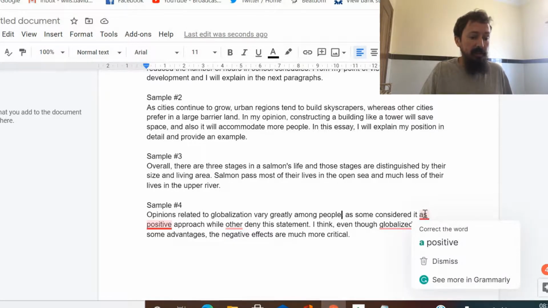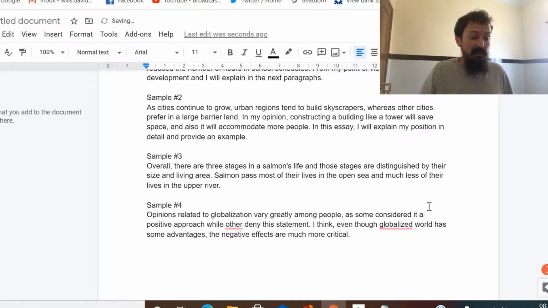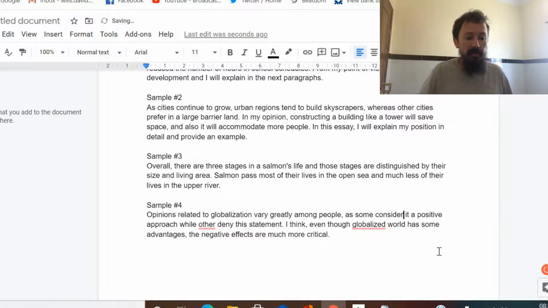Okay, so first of all, this should be as a positive approach, or considered it a positive approach. I suppose both of those are fine. The problem here, though, Grammarly has not noticed this is in a weird tense. This is in past simple. We're talking about a general truth, something that's always going on. So we use present simple, as some consider it a positive approach. Remember, if this didn't just happen one time in the past, it's not probably going to be correct to use past simple.